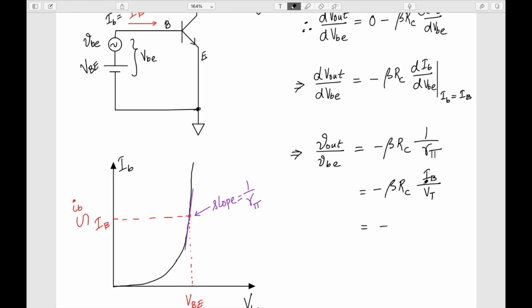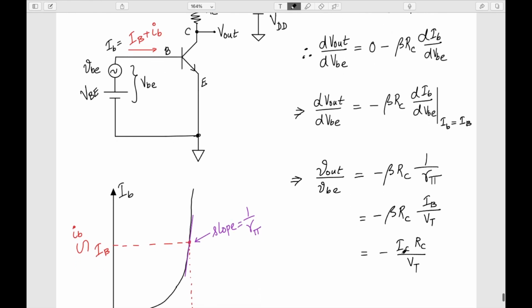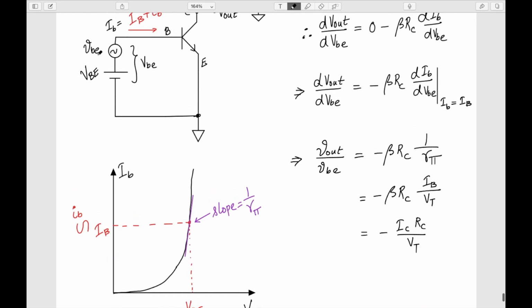So what I can write here is minus beta RC, so beta IB, we know that it is IC RC by VT. So this is the gain, this is the voltage gain. For a small change, if I am applying this signal here, the change in the output is given by this IC RC by VT. And of course we can make this the input voltage V in.